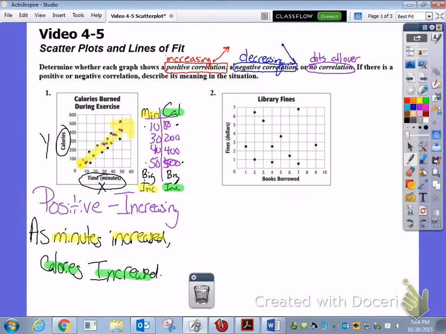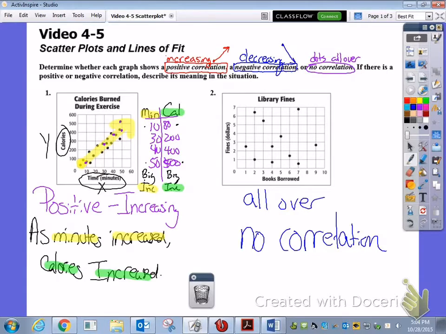On the next one, now on the next one, look, I can't make a line. They are all over the place. If they are all over, there is no correlation. And if there is no correlation, then you cannot write a description. Okay, so that is no correlation. They're scattered all over the place.